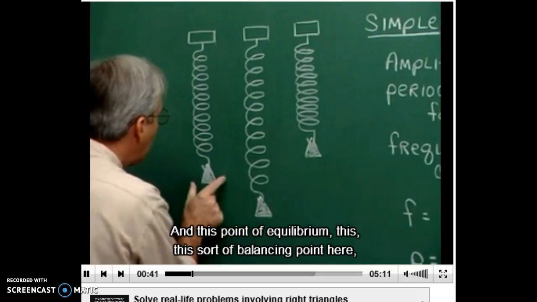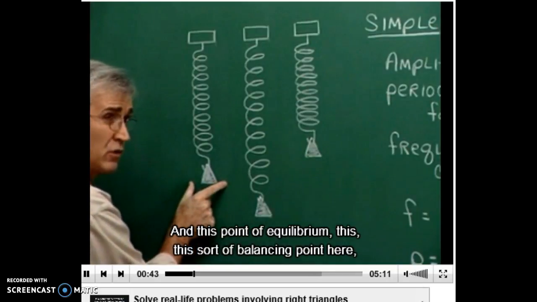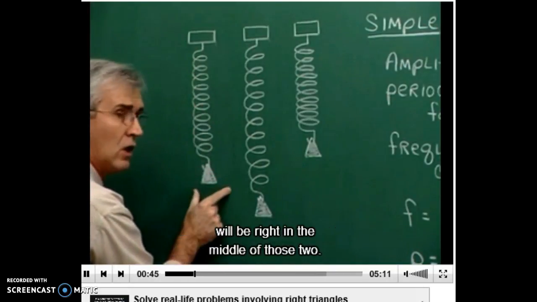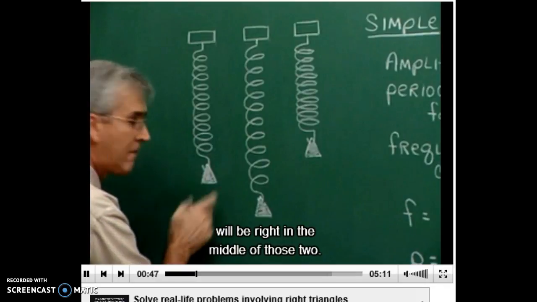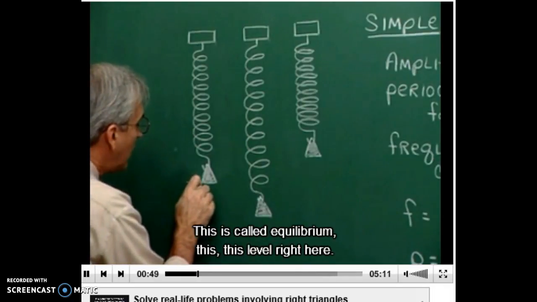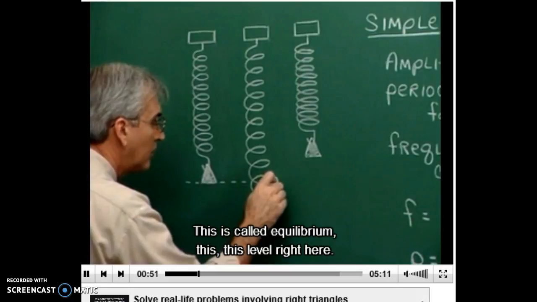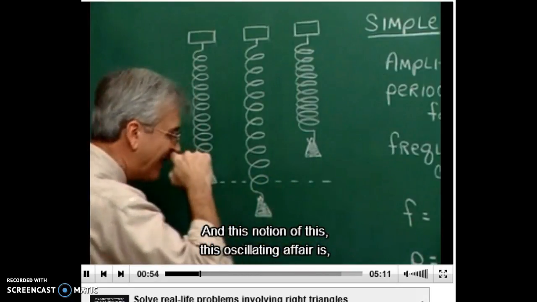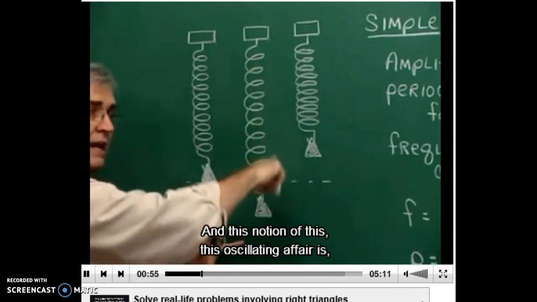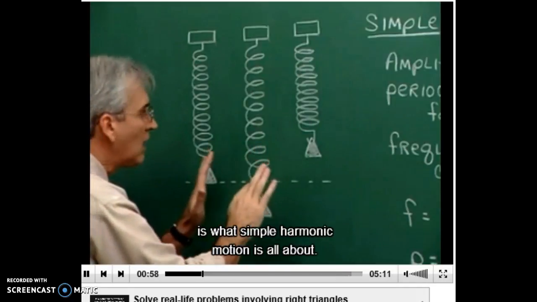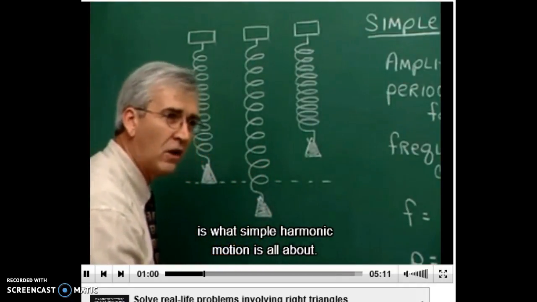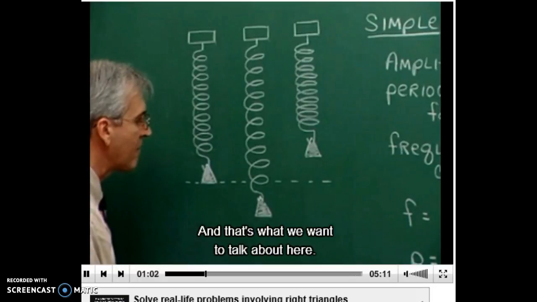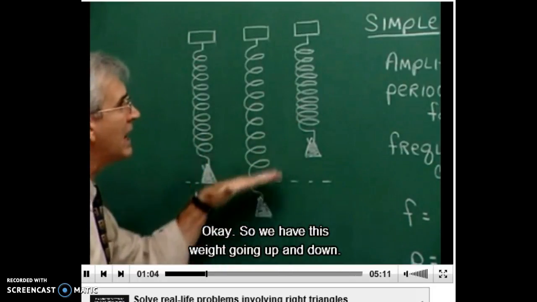And this point of equilibrium, this balancing point here, will be right in the middle of those two. This is called equilibrium, this level right here. And this notion of this oscillating affair is what simple harmonic motion is all about. That's what we want to talk about here. Okay, so we have this weight going up and down.